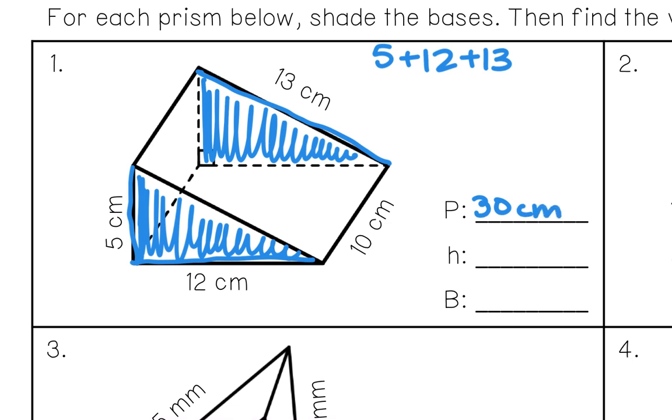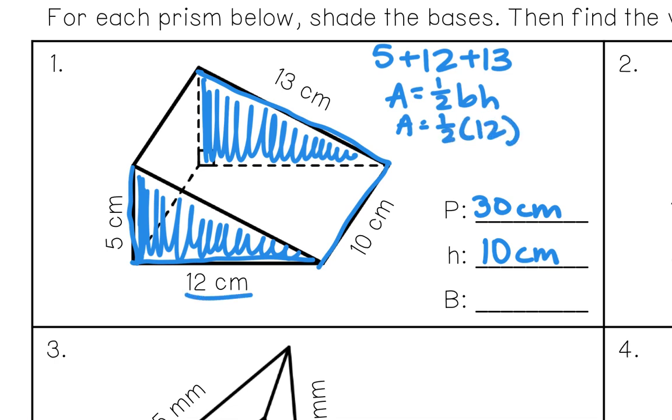And since it's perimeter, you don't square it. Your height is given to you right here. It is 10 centimeters. And then last thing, your area of the base. The area of a triangle is 1/2 base times height. So your area is going to be 1/2. Your base here is 12. And then your height can never be diagonal, so it's going to be 5 centimeters. So 1/2, 5 times 12, which should end up giving you 30 centimeters squared.